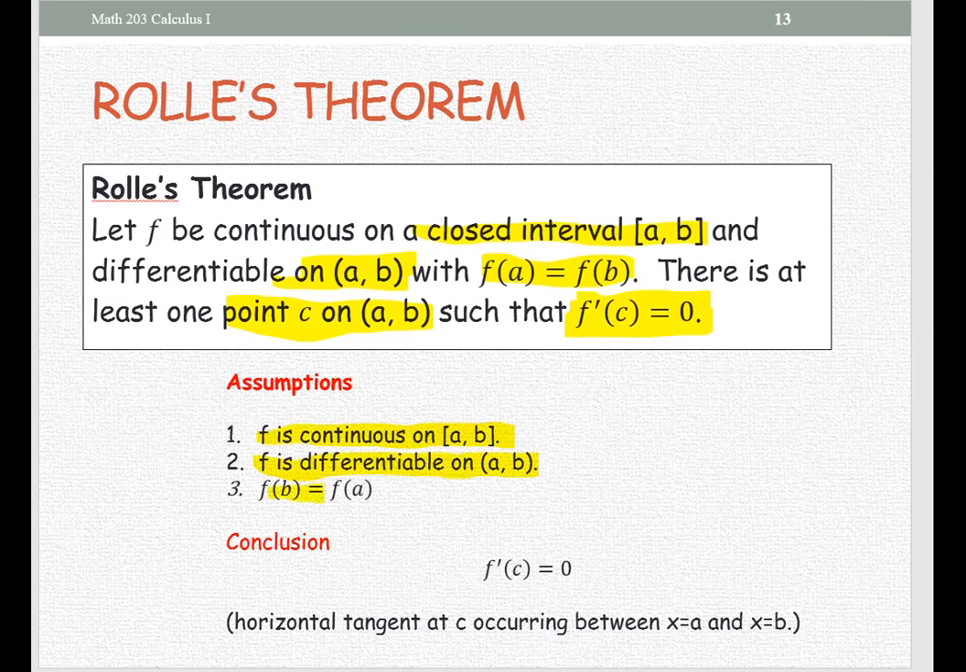Assumption number three, the function value at A equals the function value at B, or the two endpoints give the same function value. And the conclusion of Rolle's theorem is that the derivative at the point C equals 0, where C is some point in between point A and point B, or we call C the interior point. Let's look at the example.